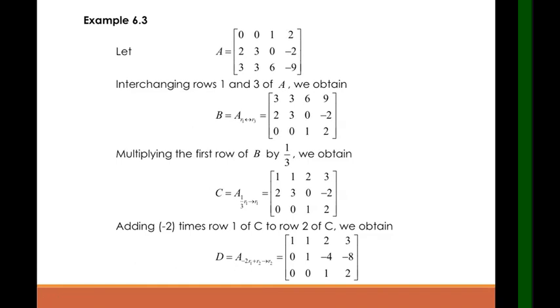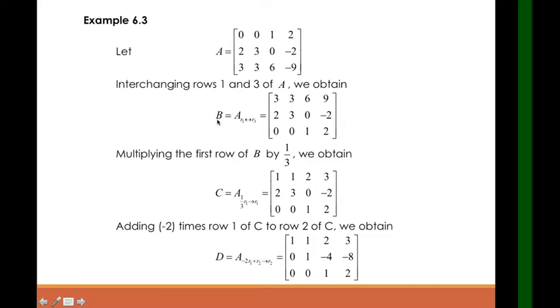Okay, so for instance, we have an m by n matrix A, such that we have the following values: 0, 0, 1, 2, 2, 3, 0, negative 2, 3, 3, 6, and negative 9. So, interchange row 1 and 3. To do that, pag sabing row 1 and 3, that is type 1, which is a representation of B. So, itong A, R sub 1 interchange R sub 3, pwede mo siyang ilapatin na letter B na siya. Okay? So, parang equivalent siya.